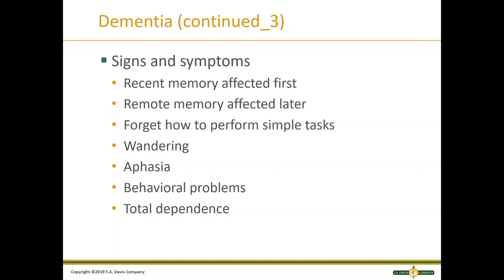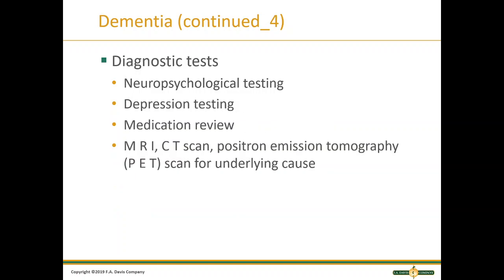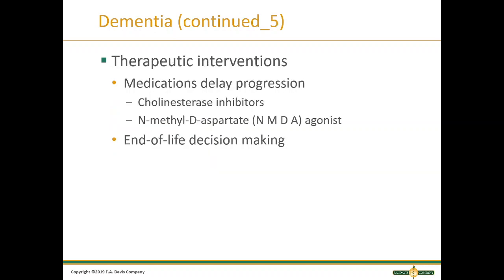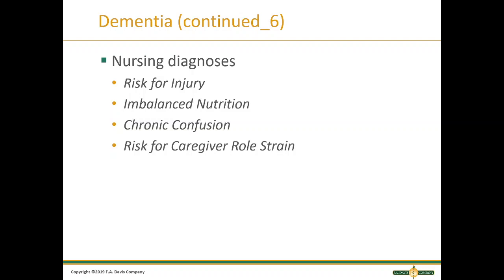Aphasia, problems with behavior. They can act aggressive, act out. They can be violent sometimes, hitting people, being belligerent or yelling, and they become eventually totally dependent. Neuropsychological testing will be done, depression testing, medication review. They do all these tests to find out if there's any type of something they can do, and then there is end of life decision making that has to happen.